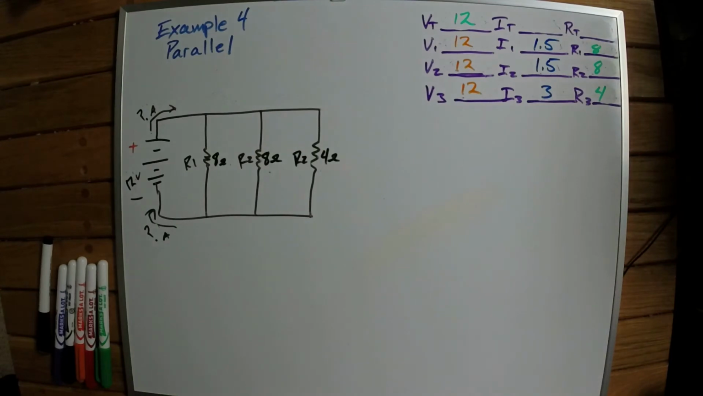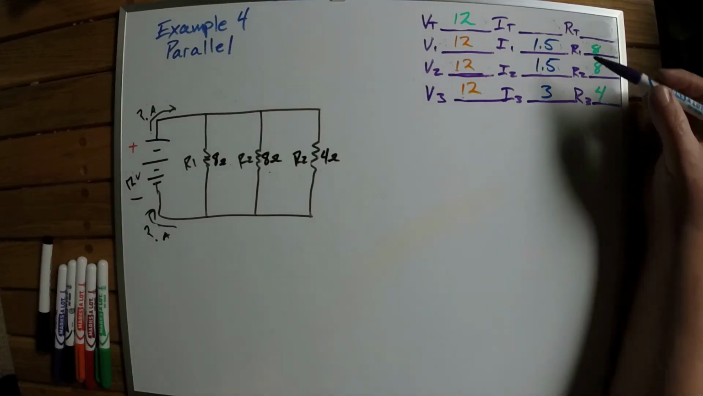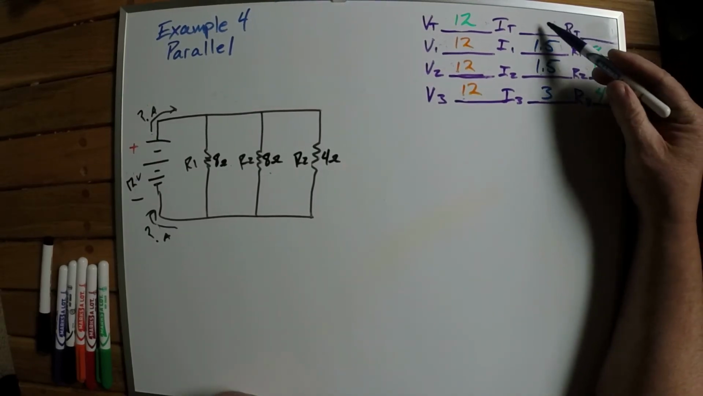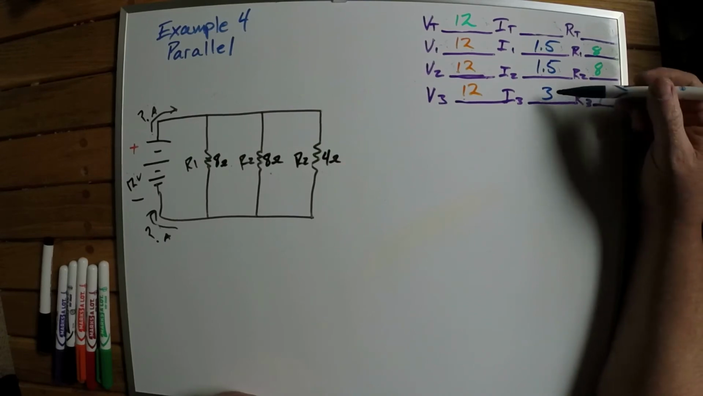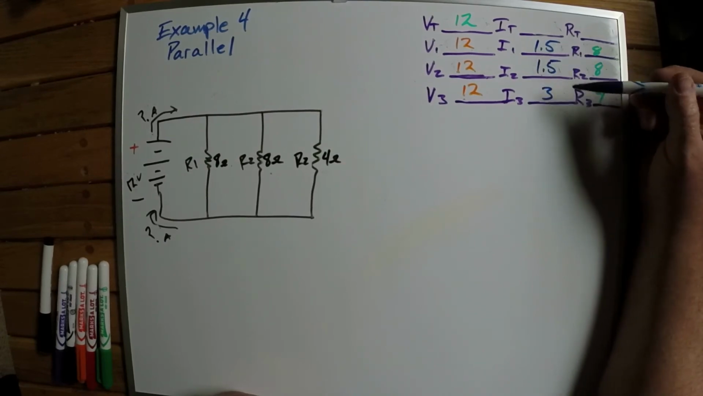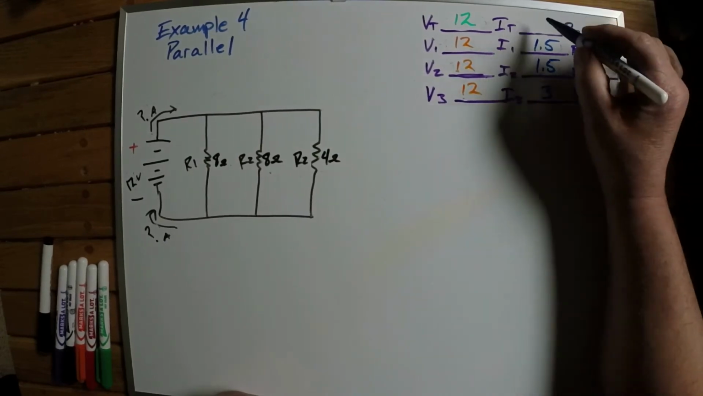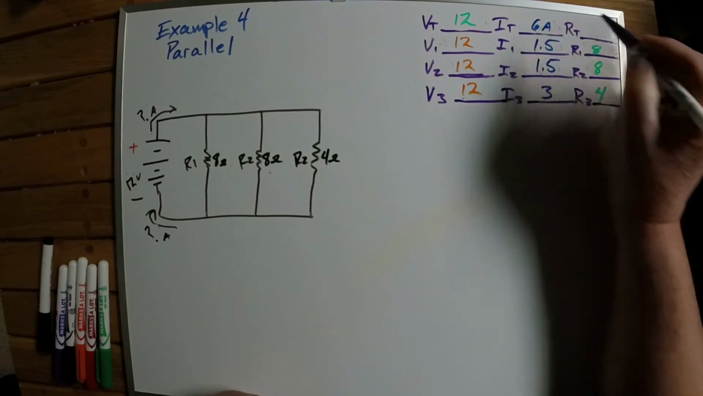Okay, so now what we can do is add this up to get our amperage total. So 1.5 and 1.5 is 3. 3 plus 3 is 6 amps.